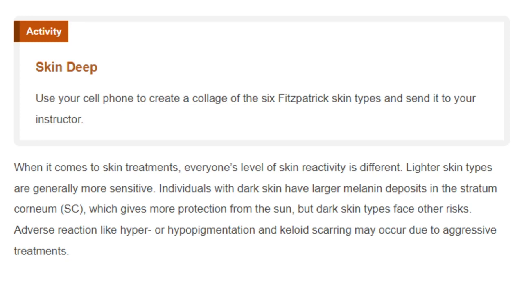When it comes to skin treatments, everyone's level of skin reactivity is different. Lighter skin types are generally more sensitive. Individuals with dark skin have larger melanin deposits in the stratum corneum, SC, which gives more protection from the sun, but dark skin types face other risks. Adverse reactions like hyper or hypopigmentation and keloid scarring may occur due to aggressive treatments.